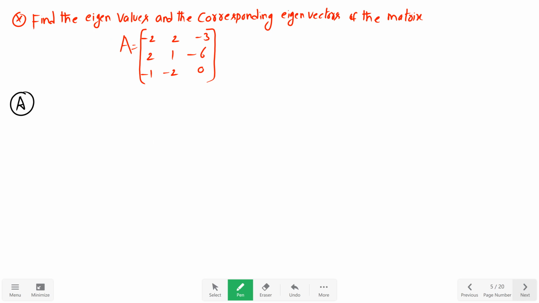For example, find the eigenvalues and corresponding eigenvectors of the matrix A equal to first row minus 2, 2, minus 3, second row 2, 1, minus 6, and third row minus 1, minus 2, 0. Given the matrix A, step number 1 is to find the eigenvalues.